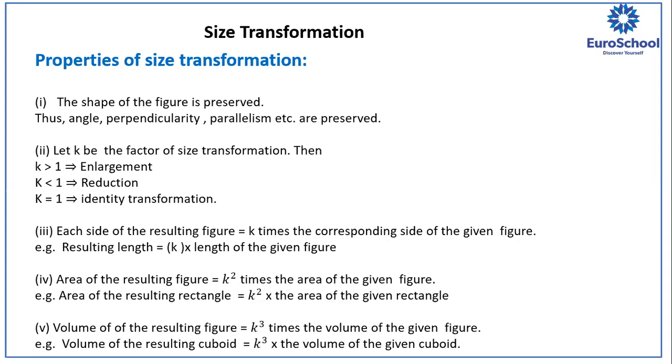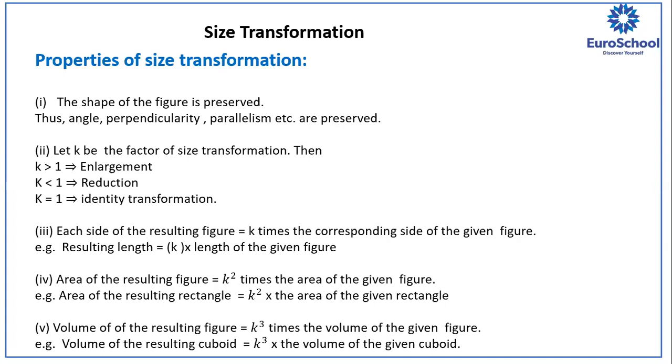Okay, understood? First property, yes, property clear? Angle, perpendicularity, parallelism. Perpendicularity means in an equilateral triangle, if you draw AD perpendicular on the BC side and then increase the figure, it will remain perpendicular. It will not change because the figures are similar.